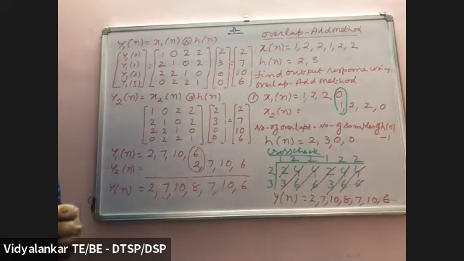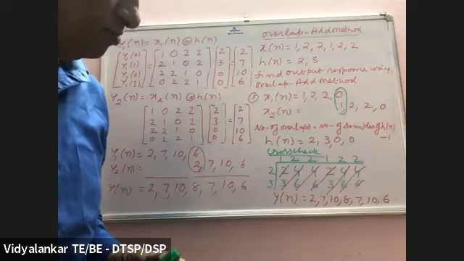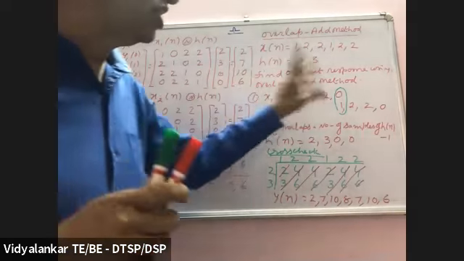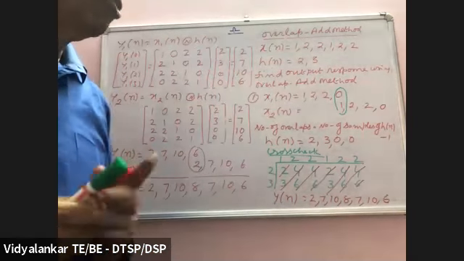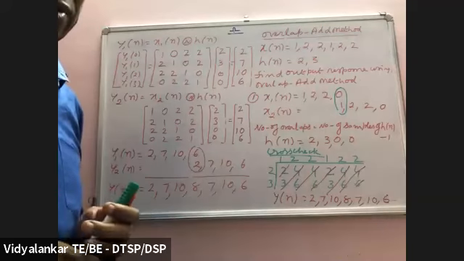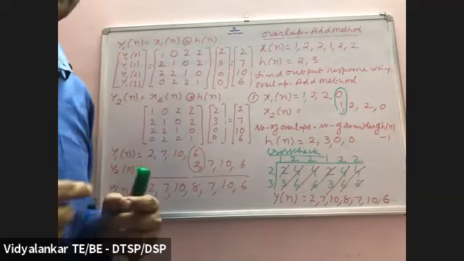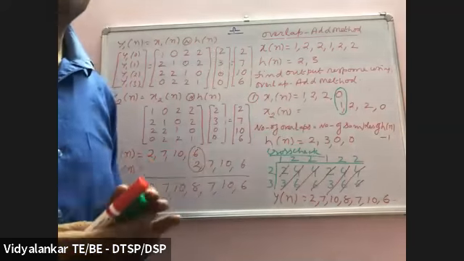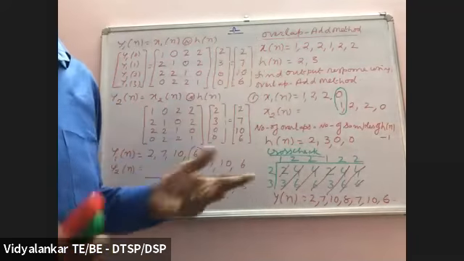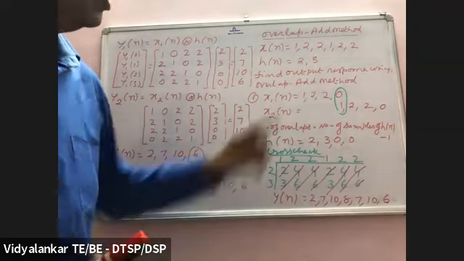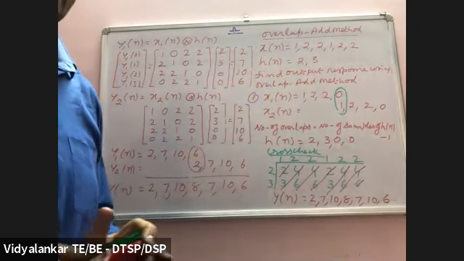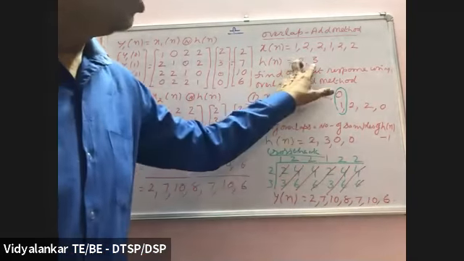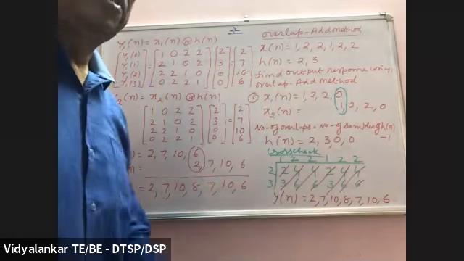Sir, why did we put 0 after x2 of n? In x2 of n, why did we put 0 at the end? Before adding zeros, first we have to observe the meaning of overlap, means how many overlaps are possible between the sequences. The formula is the number of samples given in h of n, which is the impulse response of the system. How many samples are there in the impulse response? Two. Two minus 1 means 1 overlap.